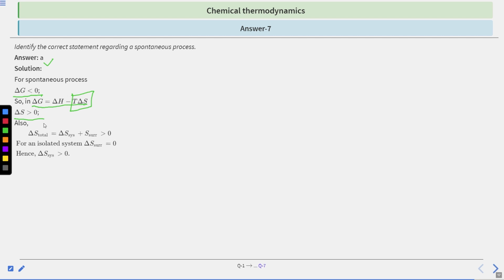And also we know that the total entropy change will be equal to the system entropy change plus the surrounding entropy change, and it should be greater than 0. For an isolated system, we know that the surrounding entropy change is equal to 0. So the remaining will be the system entropy change, which should be greater than 0, that is positive. Hence, option A is the correct option for this question. Okay. Thank you.